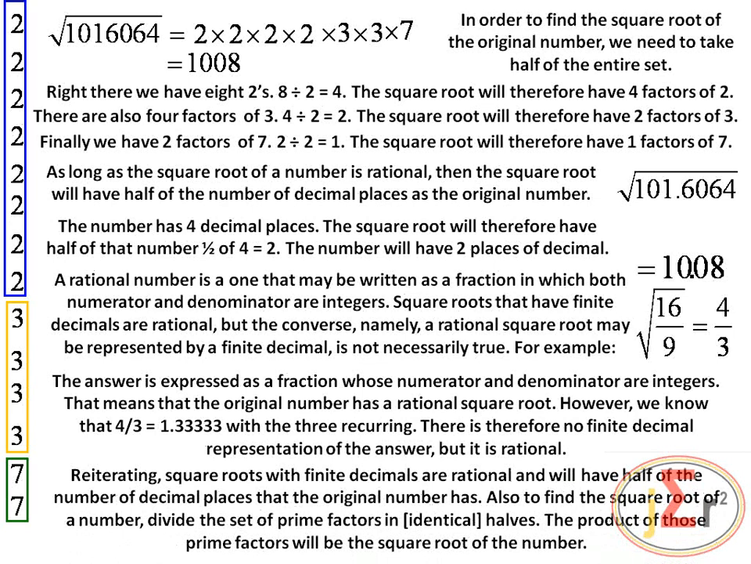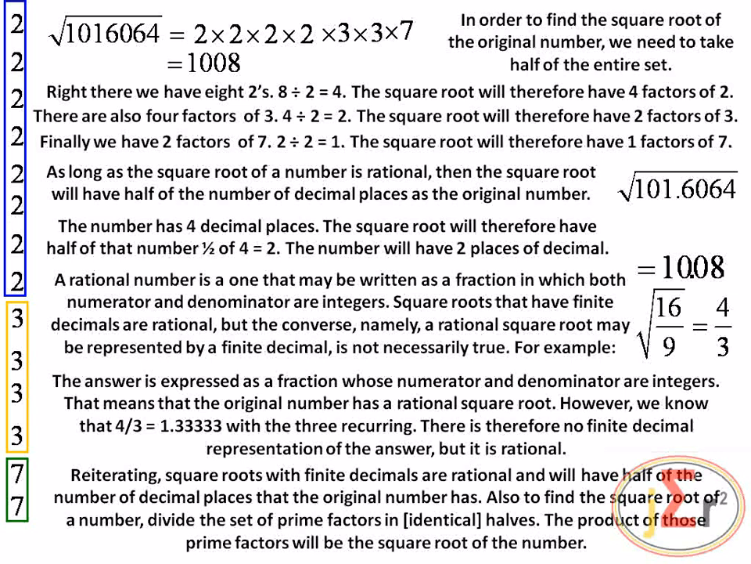Reiterating, square roots with finite decimals are rational and will have half of the number of decimal places that the original number has. Also, to find the square root of a number, divide the set of prime factors into identical halves. The product of those prime factors will be the square root of the number.